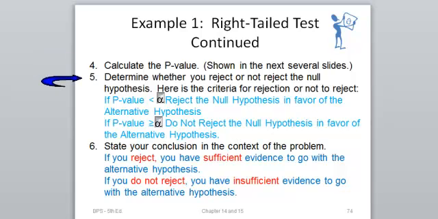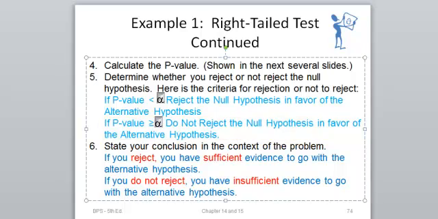And then, how do we determine whether we reject or not reject the null hypothesis? Well, this will stay true for all p-value problems. If the p-value is less than our significance level, we're going to reject the null hypothesis. If the p-value is greater than or equal to our alpha, our significance level, we do not reject the null hypothesis.